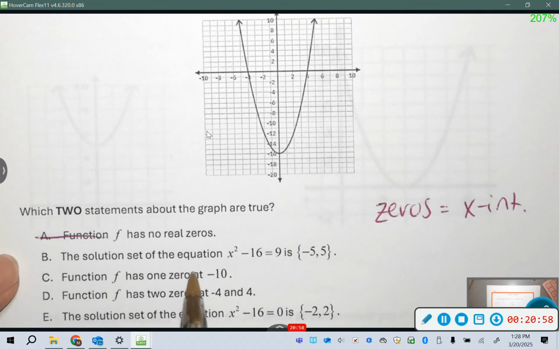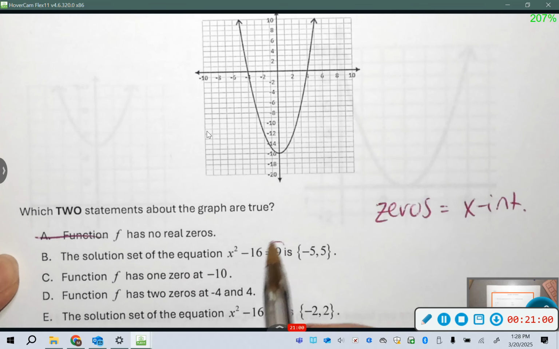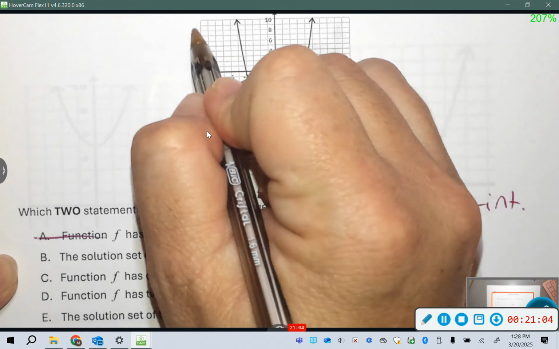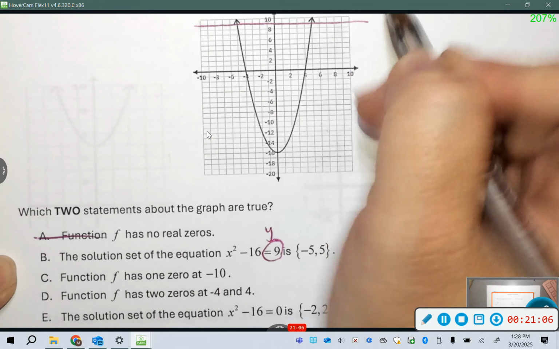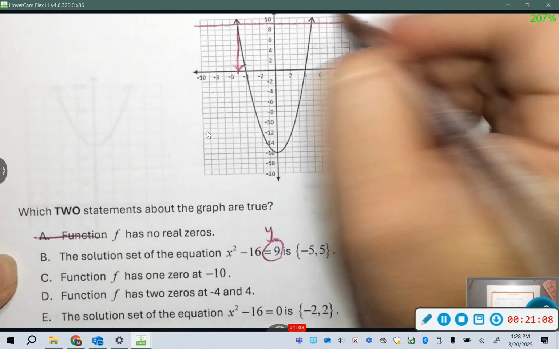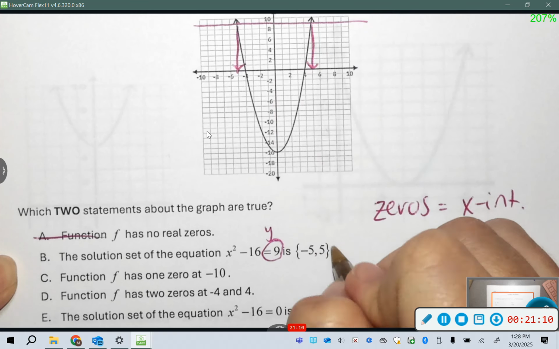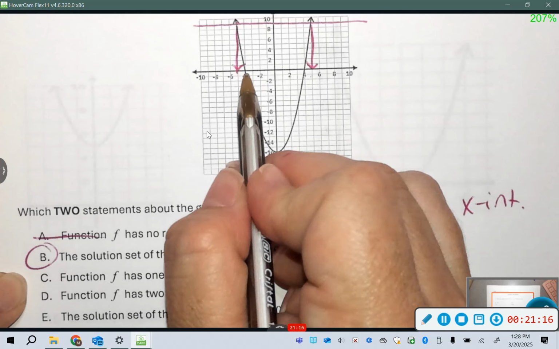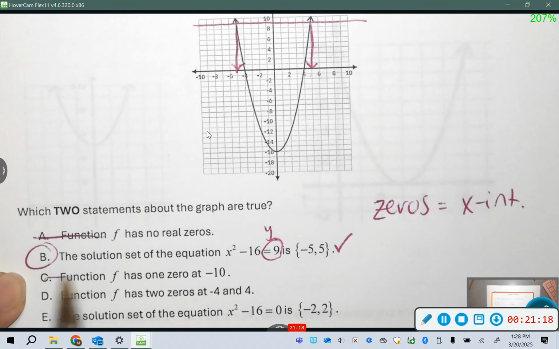It says the solution set of the equation x squared minus 16 equals 9. Well, remember, that's like saying y equals 9, which is a horizontal line at 9. And that equals negative 5, positive 5, which is true. The function f has 1 zero. We just proved it has 2. So that's not my answer.